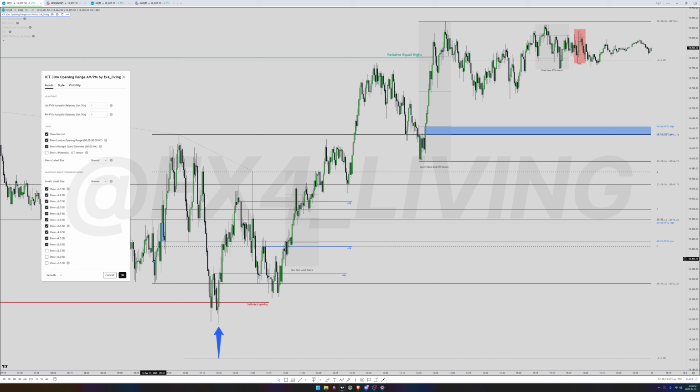Just for your understanding, we got ICT explaining that you cannot utilize the 930 as the first presented fair value gap. So we can use the 930 as the first candle into a fair value gap, meaning what? We need 3 candles to form a fair value gap, right? So 1, 2, 3.